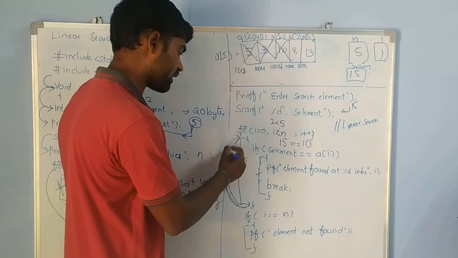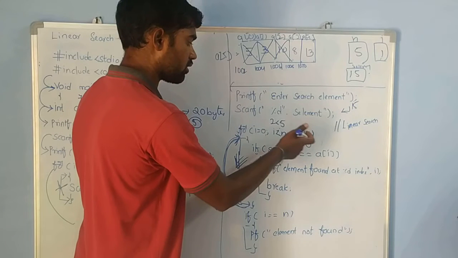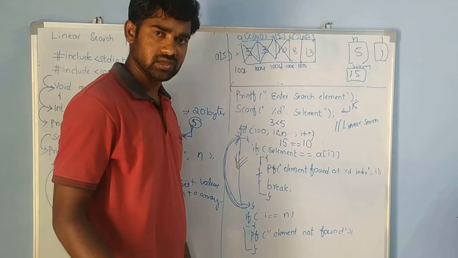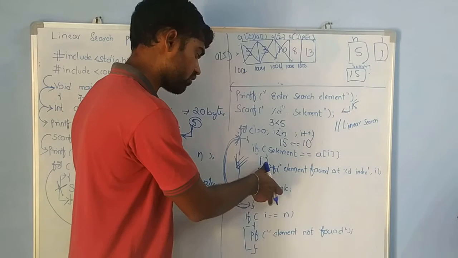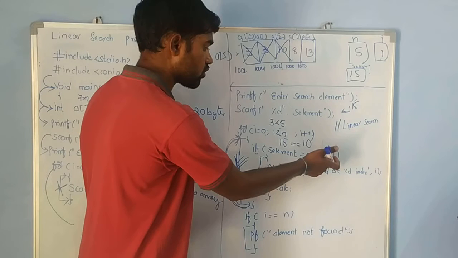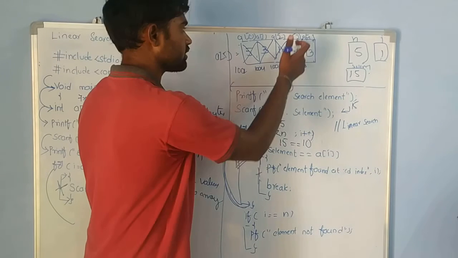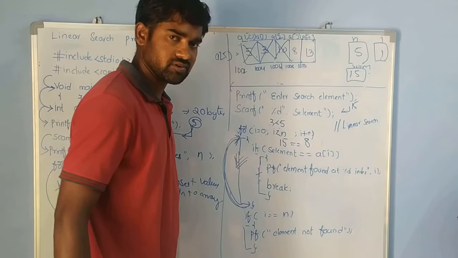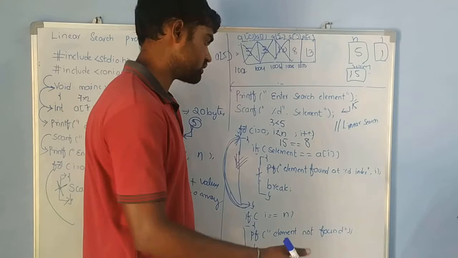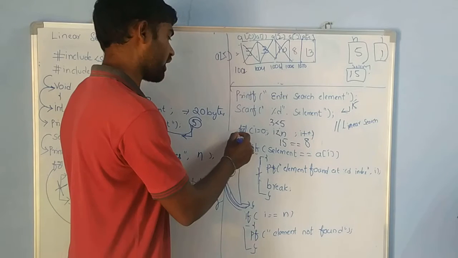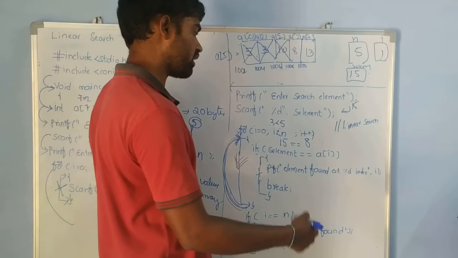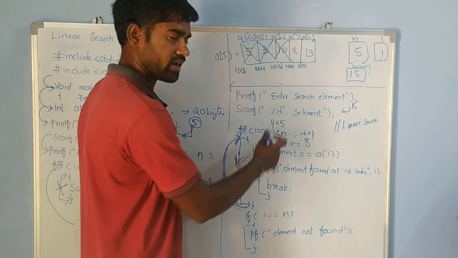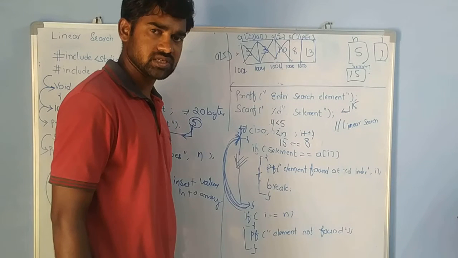Next the for loop gets repeated with I equal to 3. Is 3 less than 5? The condition is true. Again we compare search element with A of I, where A of 3 value is 8. Is 15 equal to 8? The condition is false. When the condition is false, the for loop gets repeated with I equal to 4. Is 4 less than 5? The condition is true.